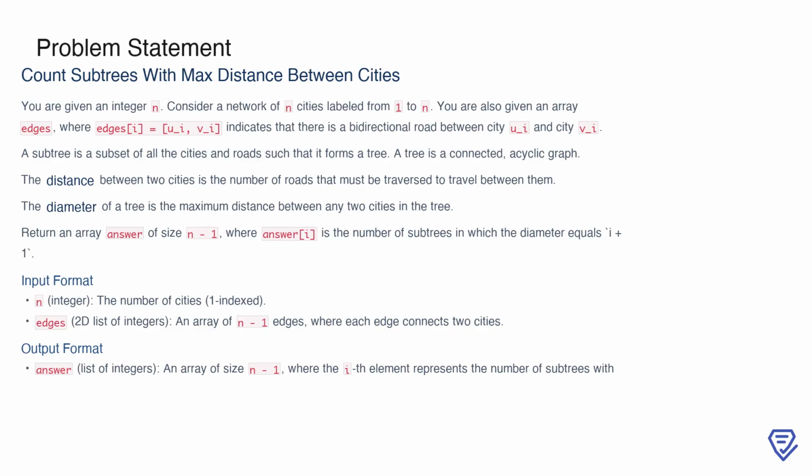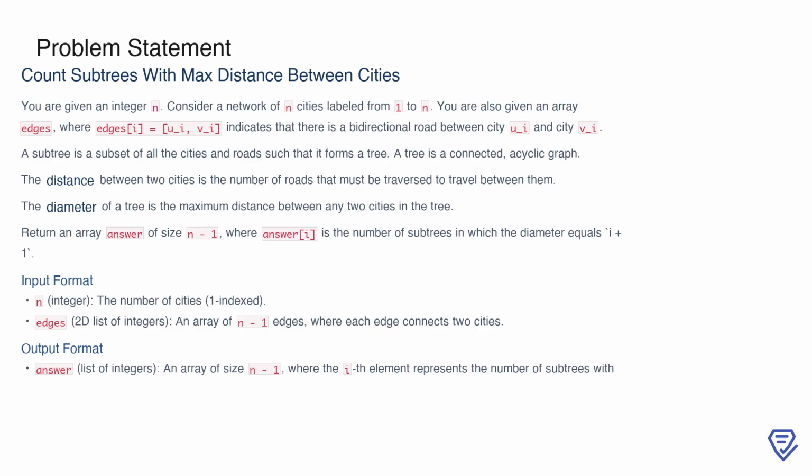Specifically, you're given an integer n, which represents the number of cities labeled from 1 to n, and an edges array, where each element, u_i, represents a bidirectional road between two cities. The goal is to explore all possible subtrees within this network. A subtree is a subset of cities and roads that forms a tree, meaning it is connected and does not contain cycles. The distance between two cities is defined as the number of roads that need to be traversed to travel between them. The diameter of a tree is the maximum distance between any two cities within that tree.